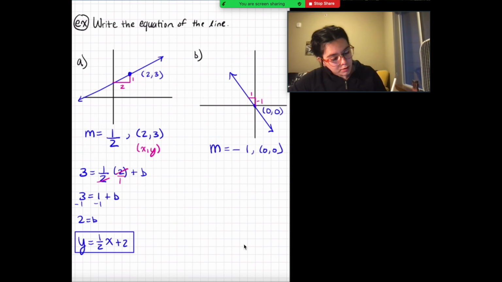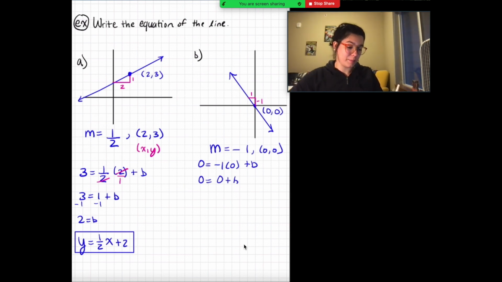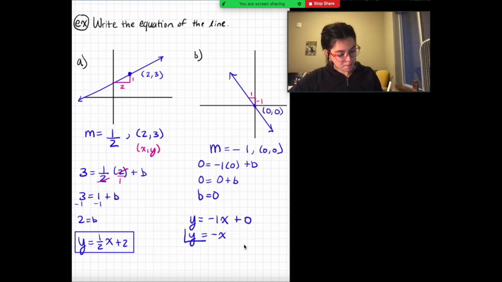So we plug in what we know. We know x, y, and m. So we'll plug in 0 for y, negative 1 for m, 0 for x, and then figure out what b is. 0 times anything is just 0. So this will be 0 equals 0, so many zeros, plus b. So b is 0. So our slope is negative 1, our intercept is 0. So our equation becomes y equals negative 1x plus 0, which I can just write as negative x. And there we go.